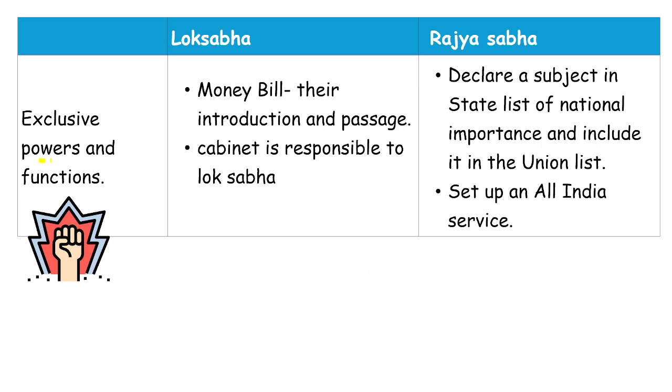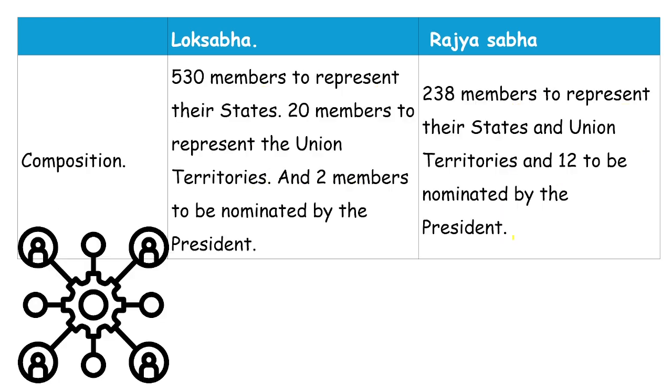Then exclusive powers and functions. Let's talk about powers and functions of Lok Sabha. The most important is the money bill. The introduction of the money bill and its passage is under Lok Sabha's power, and the cabinet is responsible to Lok Sabha. Now when you talk about Rajya Sabha, its power is to declare a subject in the state list of national importance and include it in the union list. Also, it can set up all India services.